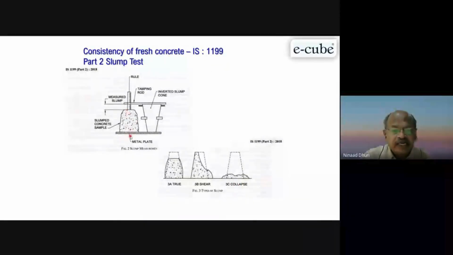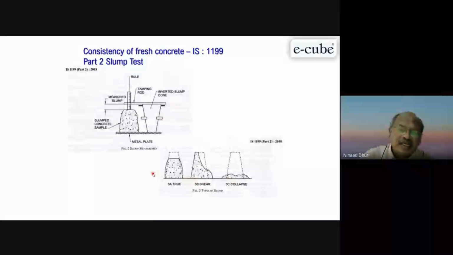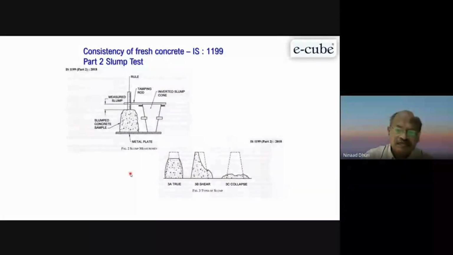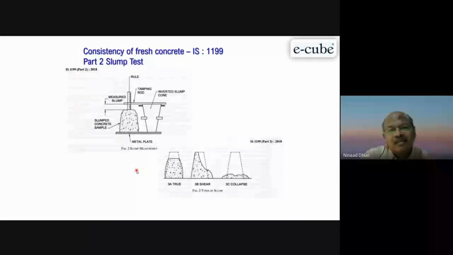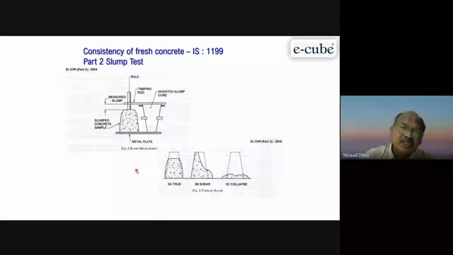When you are compacting in 3 layers, each layer by 25 strokes, even after this compaction, you will find there are a lot of voids inside. It shows that the concrete is stiff. If this is a shear, it indicates that the concrete is lacking in fines. So a lot of information is available on concrete once you do this test. So it is very important to understand the test, but you must understand its limitations also.